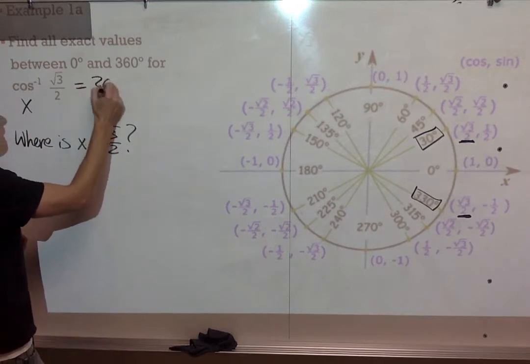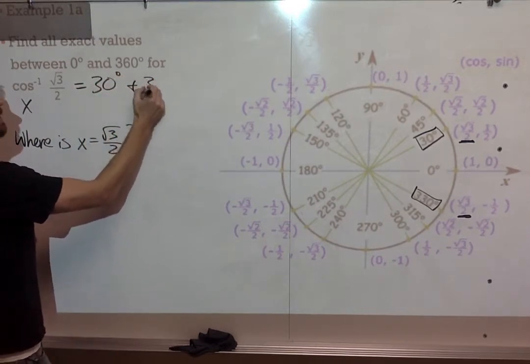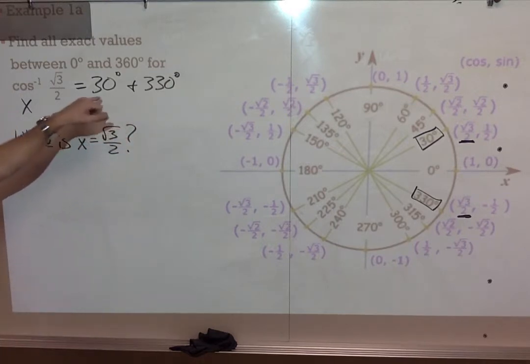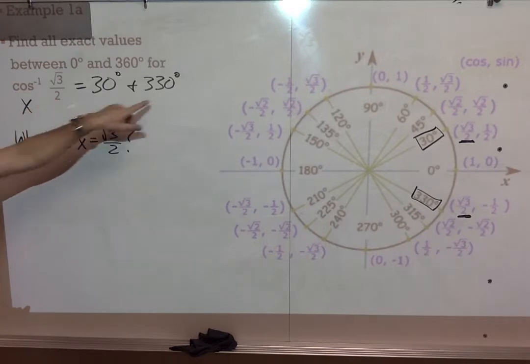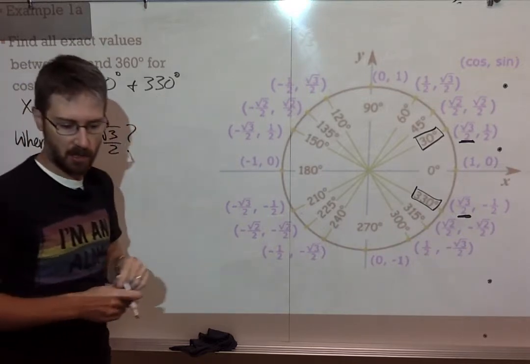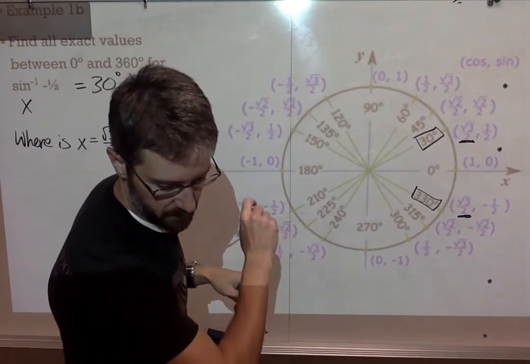So this is 30 and 330 degrees. Both of those, if you said, what is cosine of 30, it would be root 3 over 2. Cosine of 330 would be root 3 over 2. So those are two answers for inverse cosine.